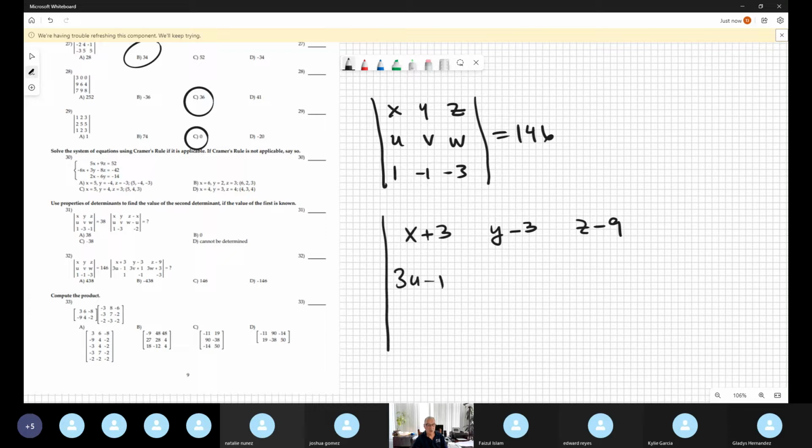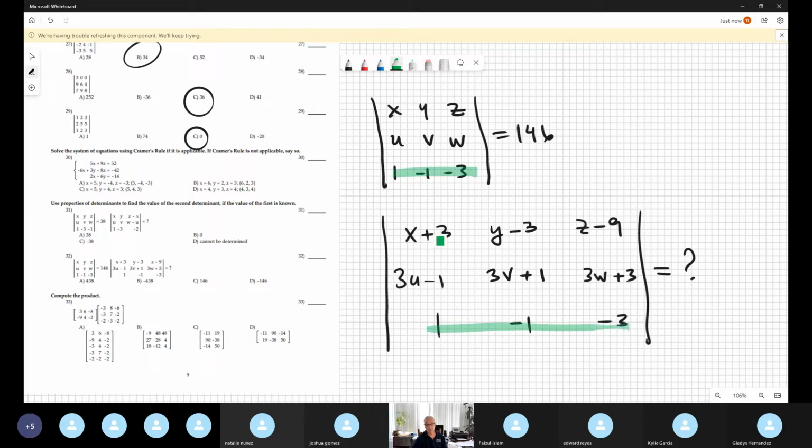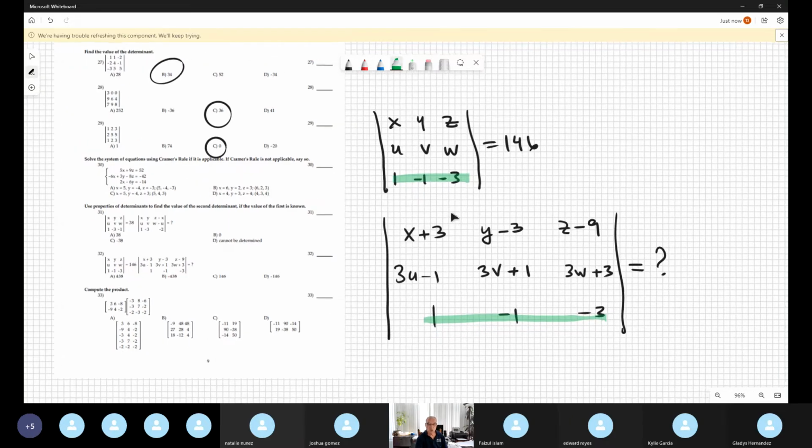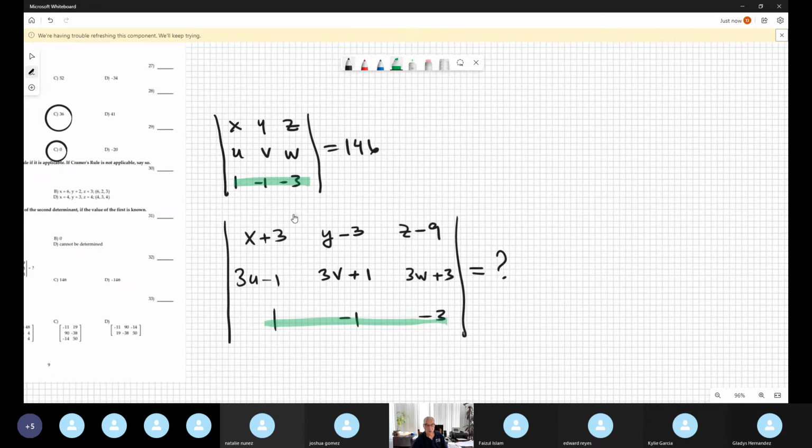Three U minus 1, 3B plus 1, and 3W plus 3. And here 1, negative 1, and negative 3. I need to compute this. Question mark. Well, the only similar thing I see is this row and this row. So I need to work on this to go in this direction, similar to this. I don't know if it's equal. No, definitely I believe no.